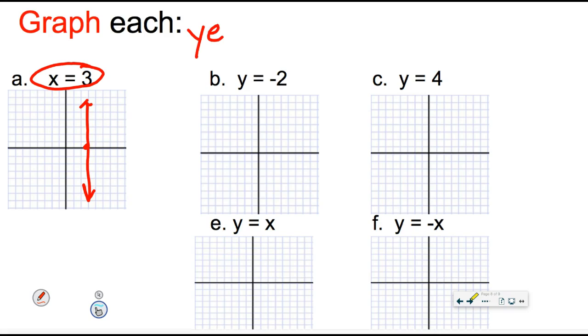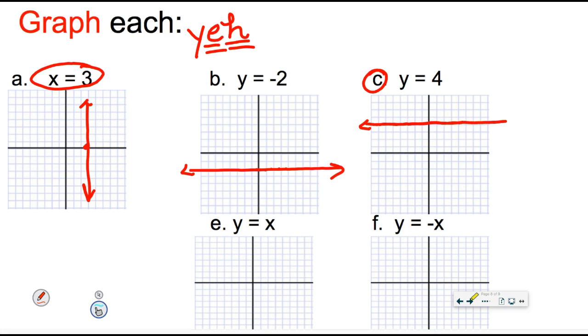Y equals, I always think of it as spelling yeah. Y equals is a horizontal line. Or you can just go put a bunch of -2's on your y, because it says the y is always -2. Or you can think it has a slope of 0, whatever you want. But be careful with the difference between those two. So for letter C, will it be horizontal or vertical? Horizontal.